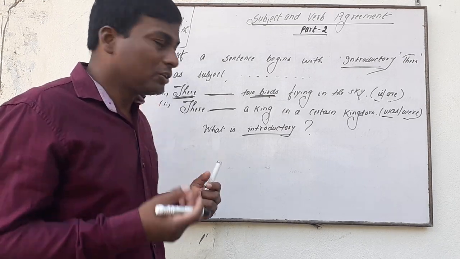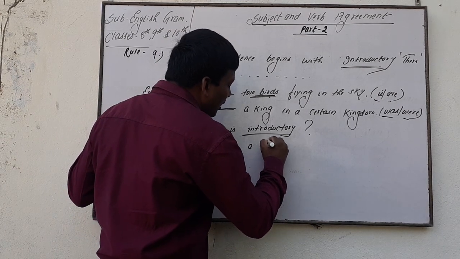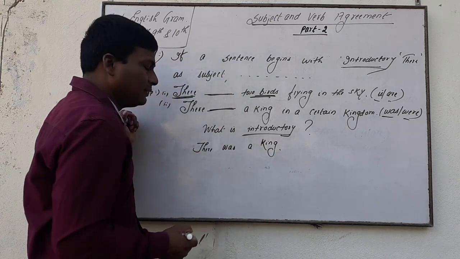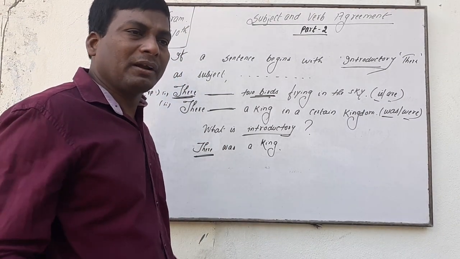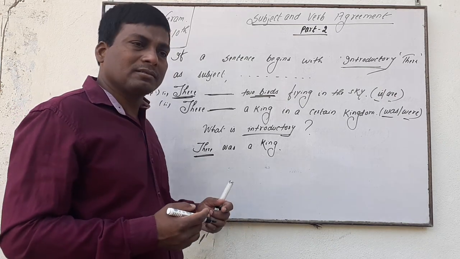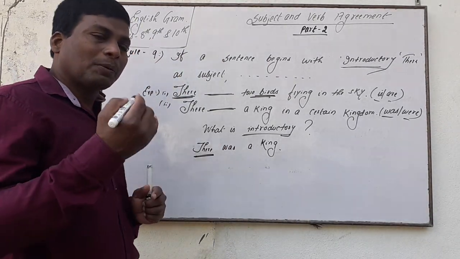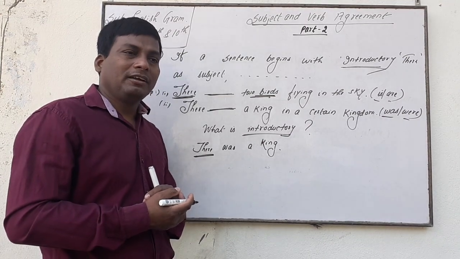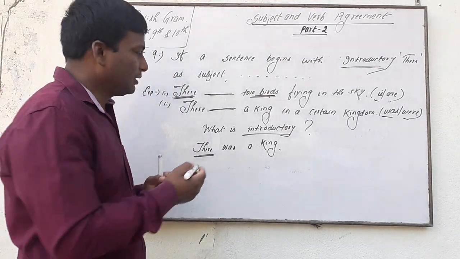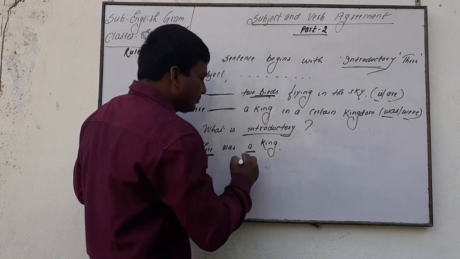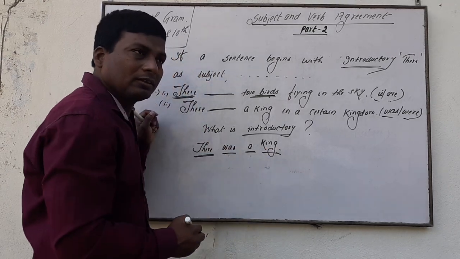Okay? How? Suppose that there was a king. How will you know that the introductory has no self-meaning? For an example, in this sentence, I would translate this sentence into Hindi. Suppose that sometimes we say, एक राजा था. So this sentence I have written in English. A means ek, king means raja, was means tha. Ek raja tha. Then what does it mean?